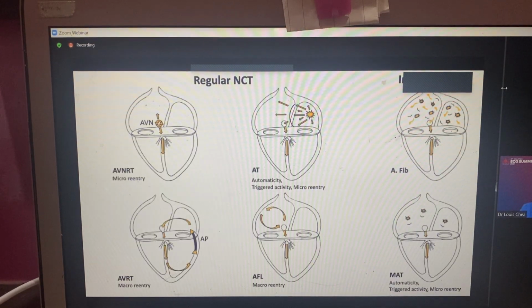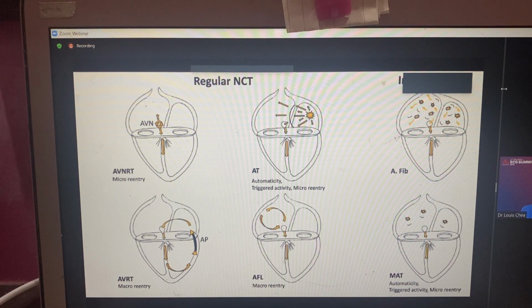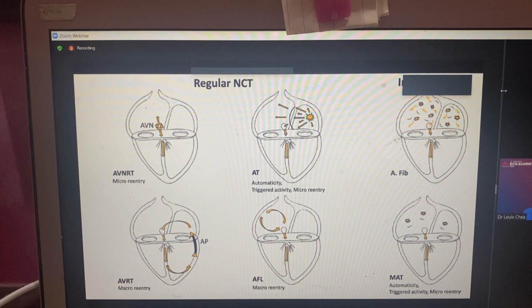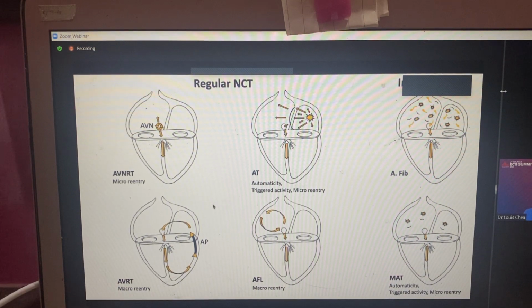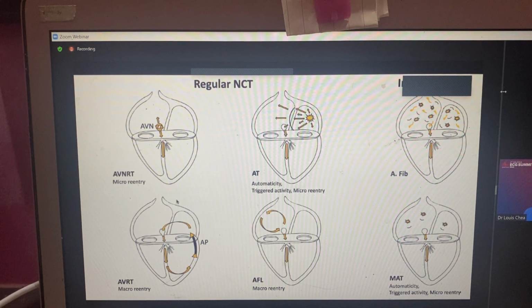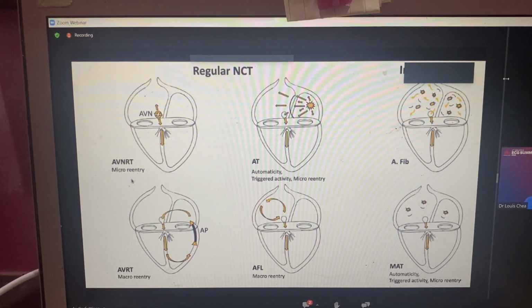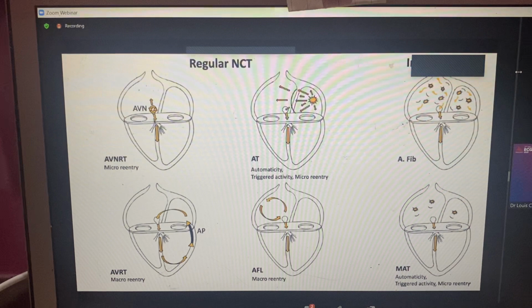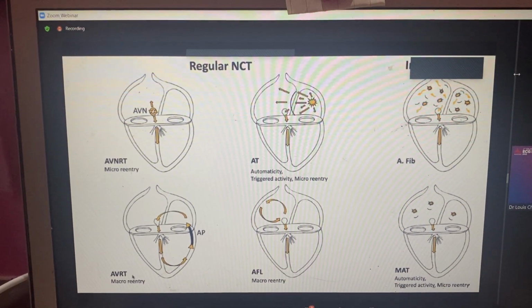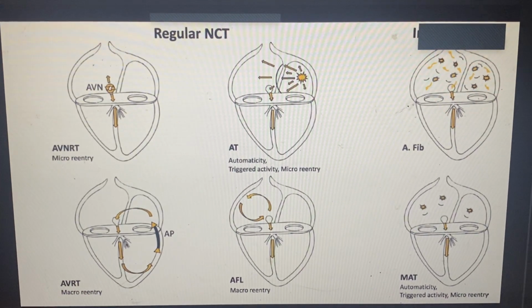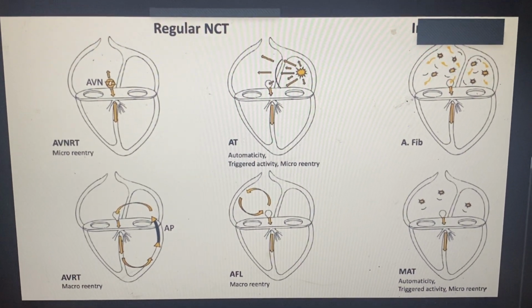Moving on to mechanisms of narrow complex tachycardia, we have generally three basic mechanisms for all tachycardia. The most common ones are re-entry, and it can be micro re-entry or macro re-entry. The most common re-entry tachycardia, AVNRT, is basically a micro re-entry over the AV node. We also have a macro re-entry tachycardia, which is AVRT, comprising two circuits, the AV node and also the accessory pathway.